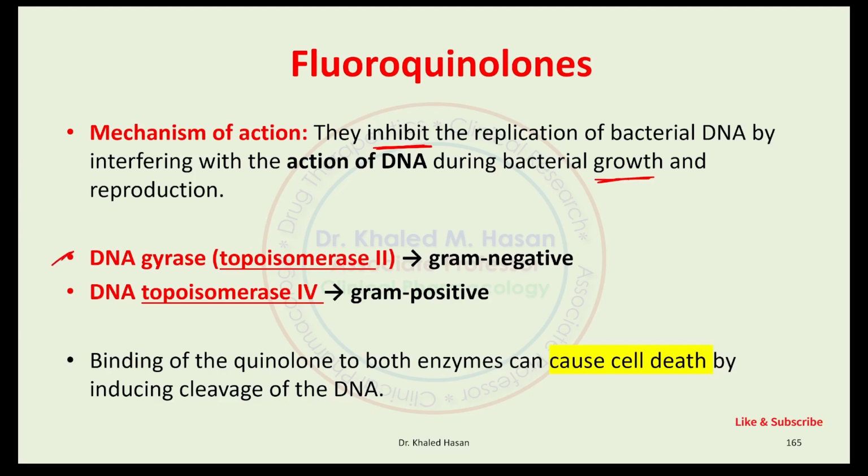The first enzyme is DNA gyrase, which is topoisomerase 2. This enzyme is responsible for growth, reproduction, and replication of gram-negative bacteria. And the fluoroquinolones also inhibit topoisomerase 4, an enzyme responsible for growth, reproduction, and replication of gram-positive bacteria. This leads to bacterial cell death, and therefore we call the fluoroquinolones bactericidal antibiotics.